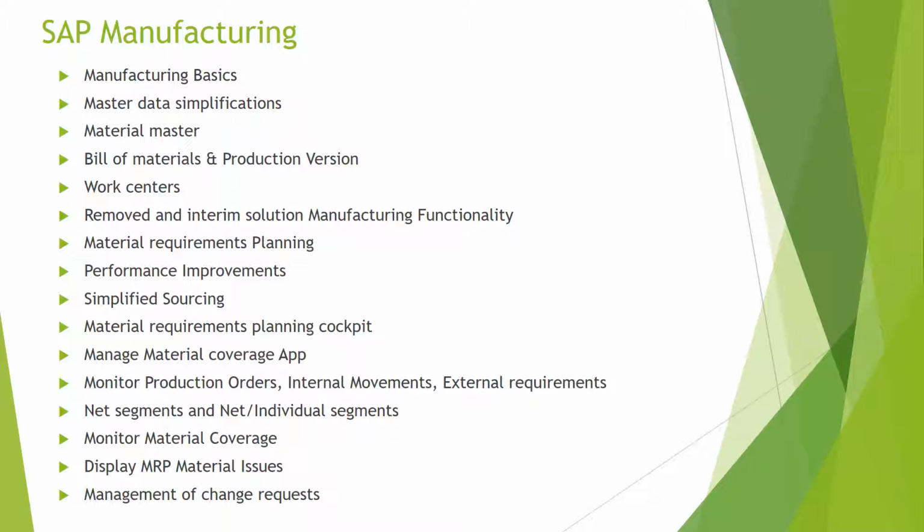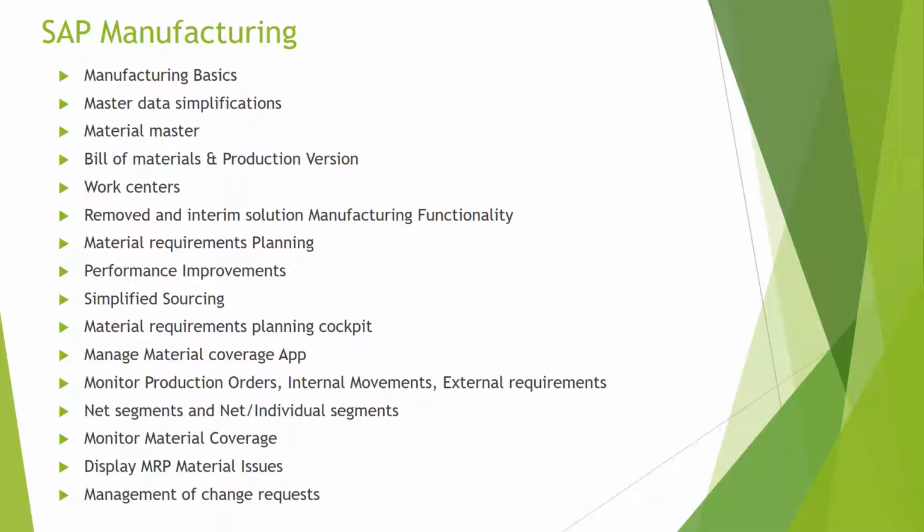When using the net segment app, all of the planning elements active for the material are summed and displayed as one total line. When using the net or individual segment app, the specific planning elements that are influencing the planning run are displayed on each line.